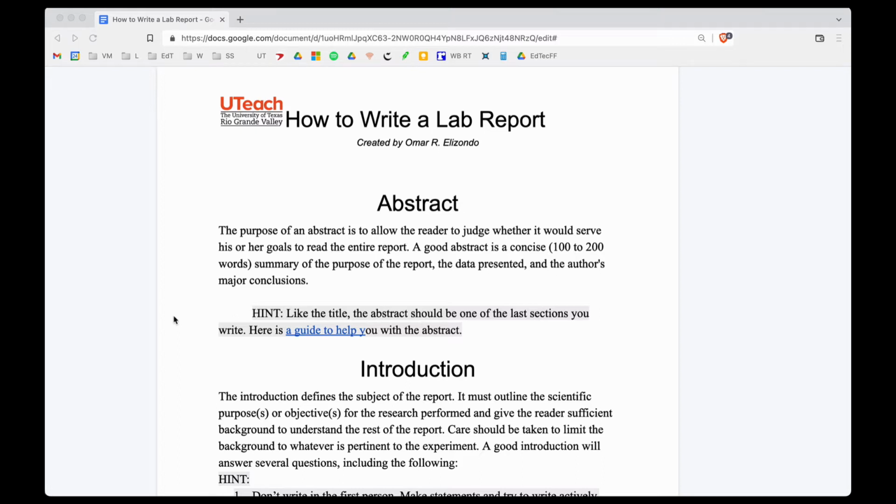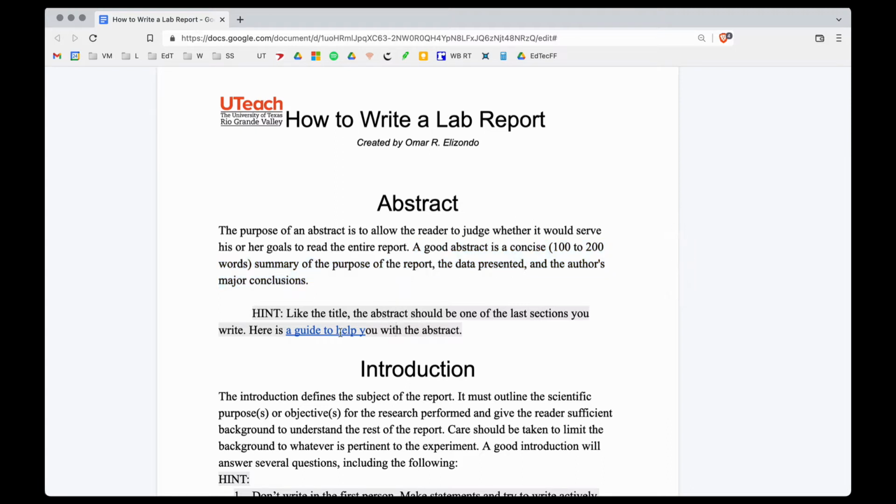So an abstract is not very long. It's actually about 200 words. And what you're going to do in your abstract, it's a summary. You're going to tell me the purpose of this report, a hint of the data that was presented, and some of the major conclusions. And it's not very long. It's 200 words max. And 200 words is still pushing it.